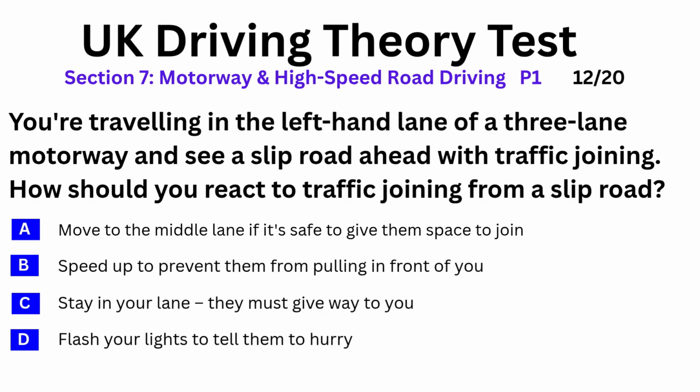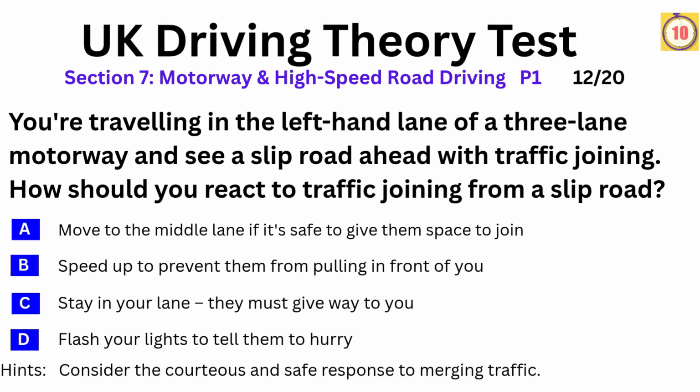You're traveling in the left-hand lane of a 3-lane motorway and see a slip road ahead with traffic joining. How should you react to traffic joining from a slip road? Correct answer is A. Move to the middle lane if it's safe to give them space to join.